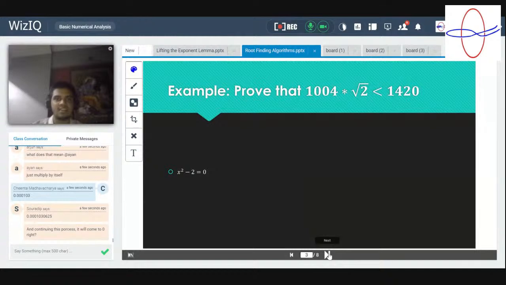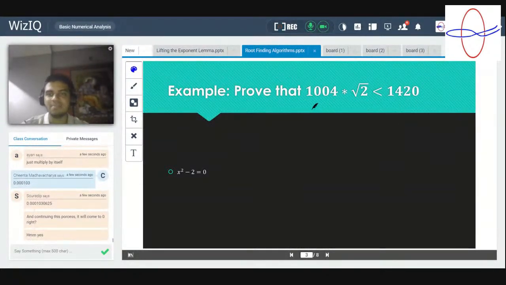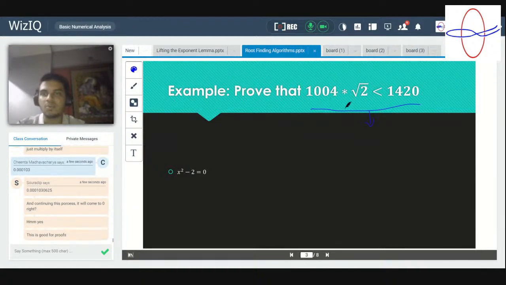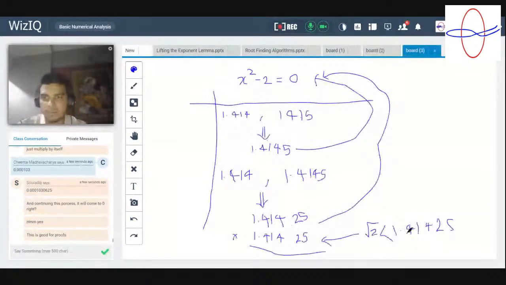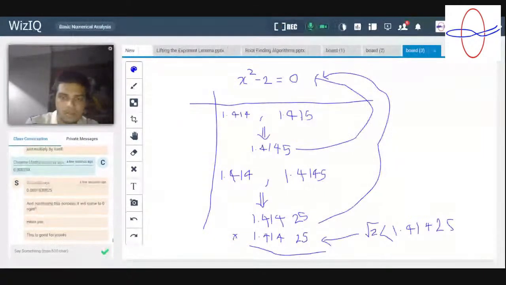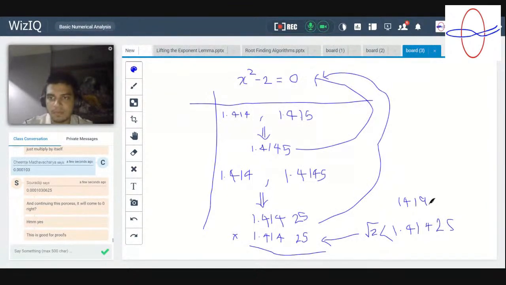But then that will just take an infinitely large amount of time, especially in a place like IMO where you cannot use a calculator. So this was the original question that prompted this discussion. So let's see what 1004 into 1.41425 is. Right, that comes out to 1419.907, which is less than 1420.